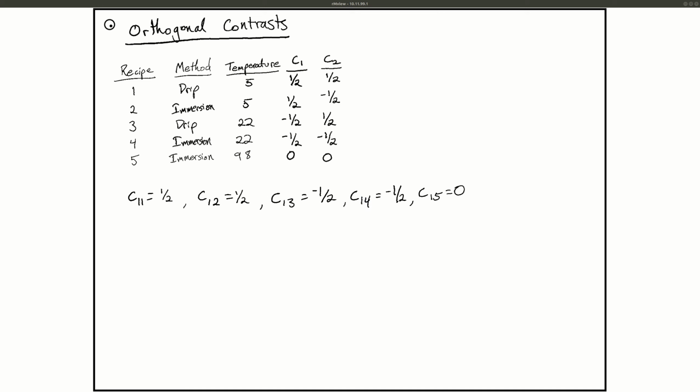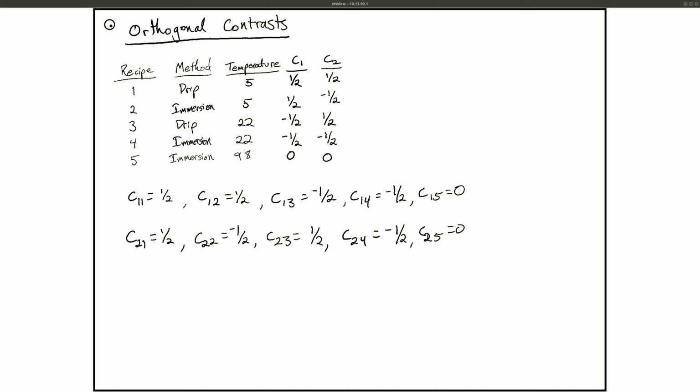So for our second contrast, C2, we have C21, that's 1/2. We have C22, that's negative 1/2. We have C23, that's 1/2. C24, negative 1/2. And then C25 is 0, just as in the other contrast.